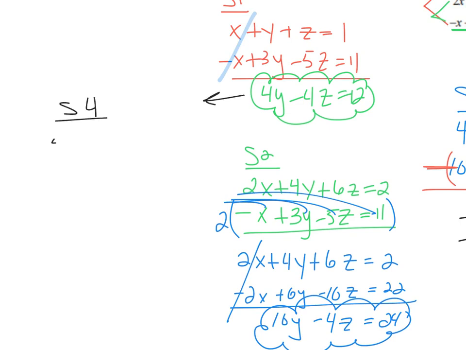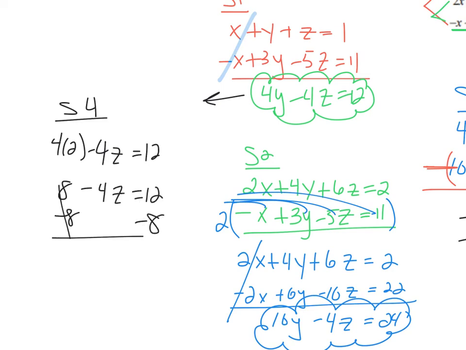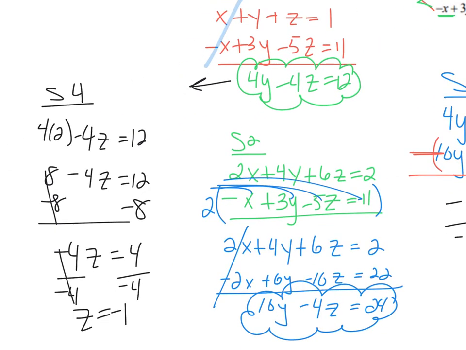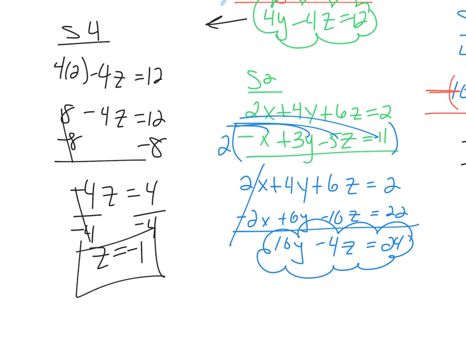So I'm going to plug in 4 times 2 minus 4z equals 12. I'll get 8 minus 4z equals 12. Subtract the 8. I'll get negative 4z equals 4. Divide by negative 4. And then z gets you negative 1. And then again, I'm going to check if I have that for z. And yes, I do. So that is great. So I have z and y.